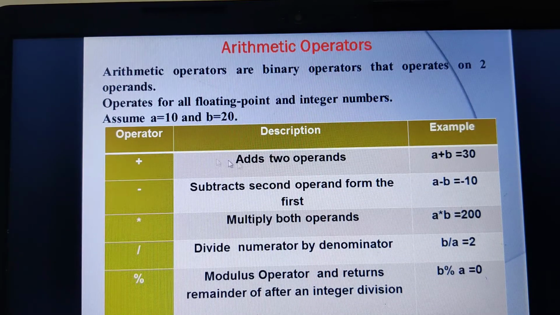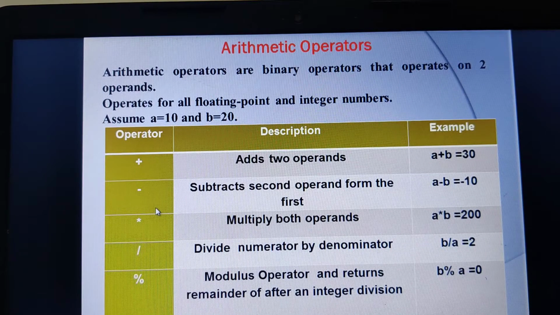Now this plus, it adds the two operands. Operands are what? A plus B. Say for example, A value was 10, B is 20. Therefore 30 will be the value generated. I know that this concept is very easy, but still I need to cover this topic. So the next operator we have is subtraction.